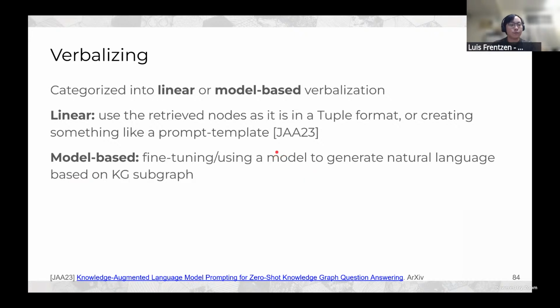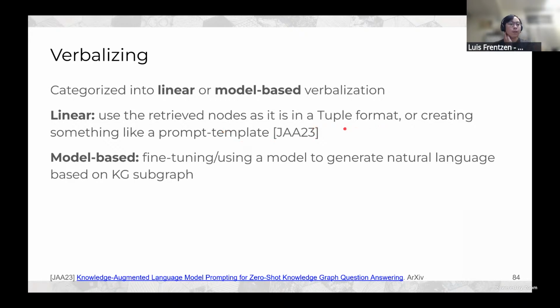And then next you have verbalizing. Basically, verbalizing here means that you have a KG as your input or as your source of information. But sometimes when you want to utilize that knowledge graph, you would want to convert it into natural language. So maybe you want to use that knowledge graph with an LLM that only takes tokens as input. In this way, you need to verbalize your knowledge graph first.